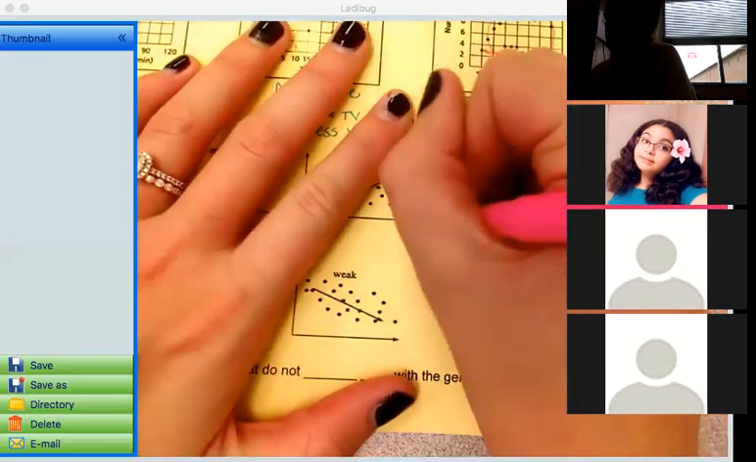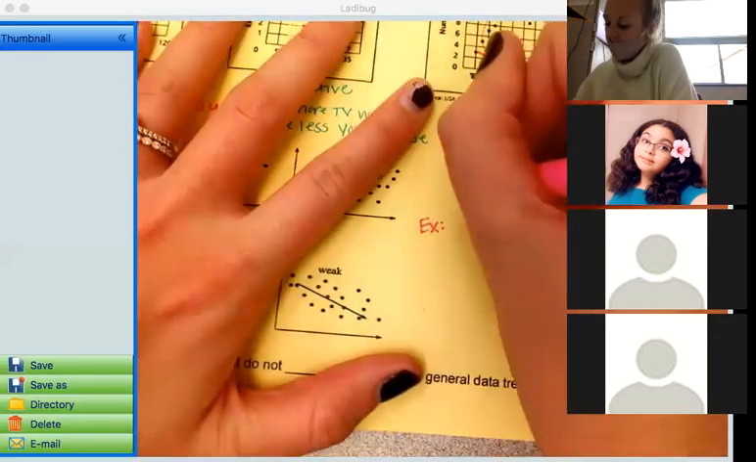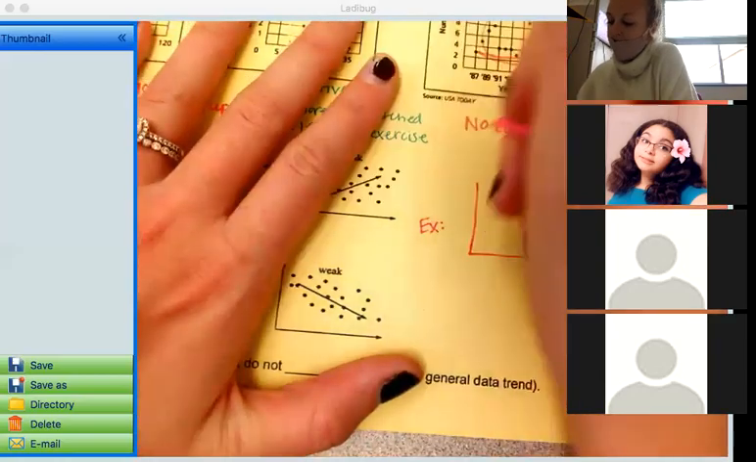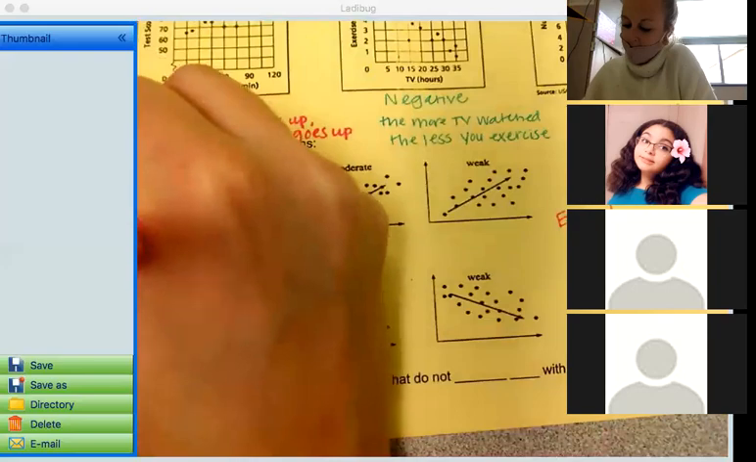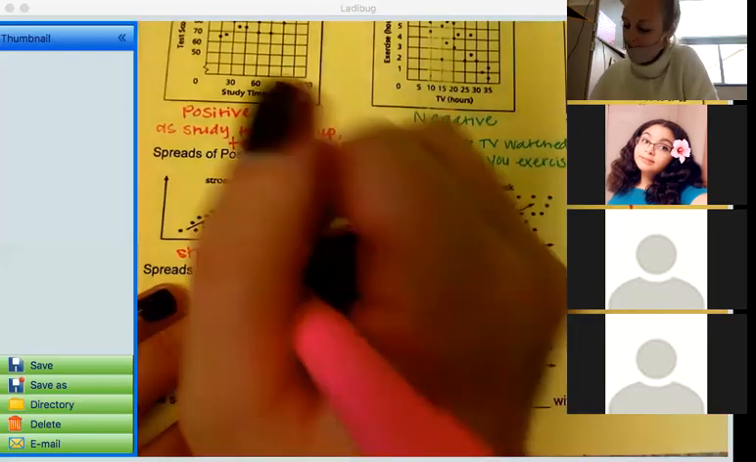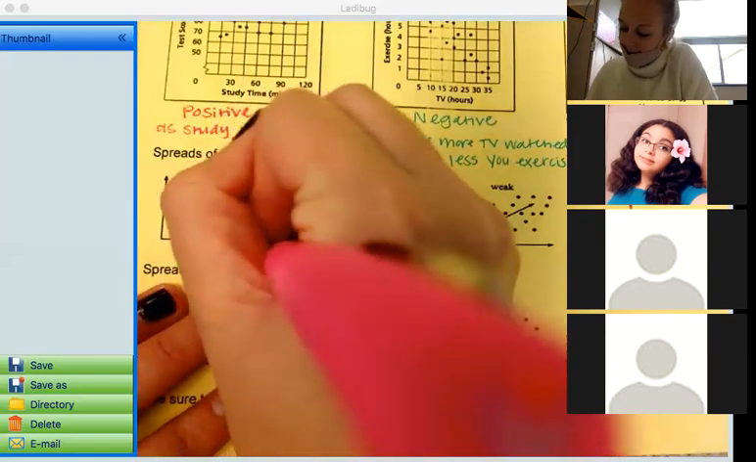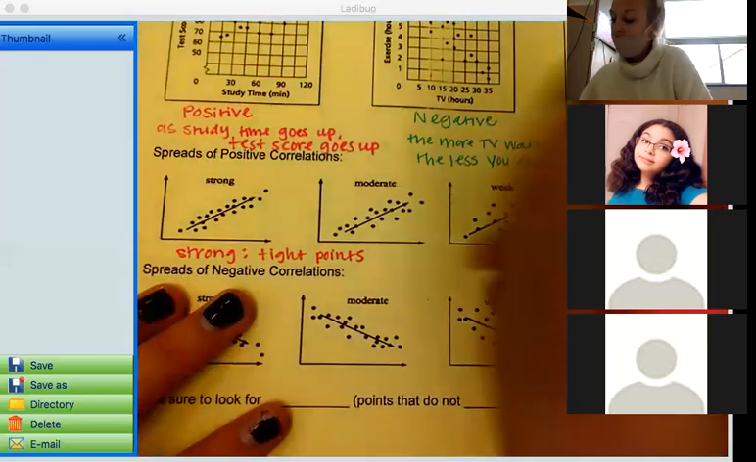So I'm going to give y'all an example. I'm going to do two examples, actually. So people at home, this is what you can write right here. A strong correlation, because you don't need to draw the graphs. A strong correlation has tight points. You guys can write it too, it'll help you.